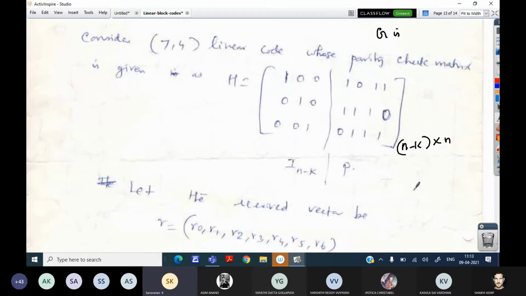I know the code vector is going to be 7, 4, 7 indicates my n. N is nothing but the code vector size. Code vector or word, both are the same. How many bits are going to be there in the code vector? It is 7 bit. So the general notation I am going to take: let the received vector be R0, R1, R2, R3 till R6, 7 bit it is.